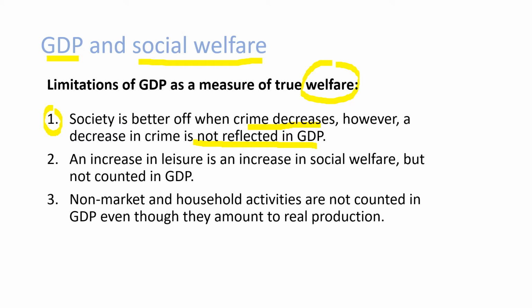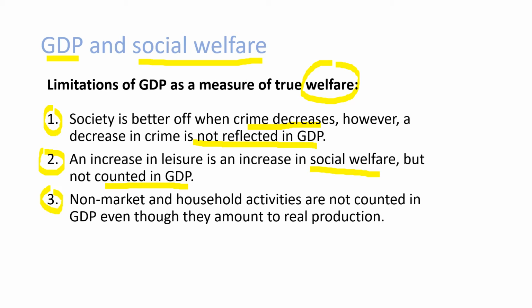However, as we said, one of the limitations is that crime is not reflected in the GDP. The second limitation is that an increase in leisure is an increase in social welfare. But again, it's not counted in GDP. So leisure increases the standard of living, right? But GDP does not account for leisure time.